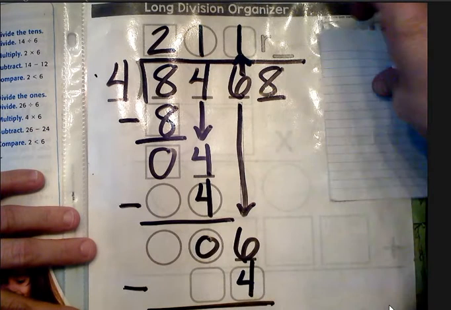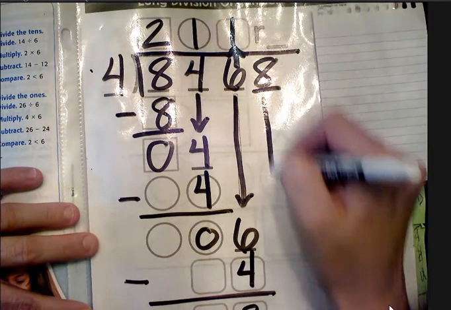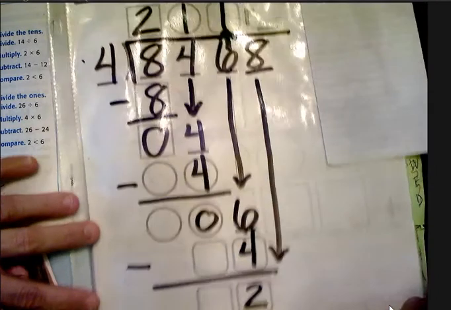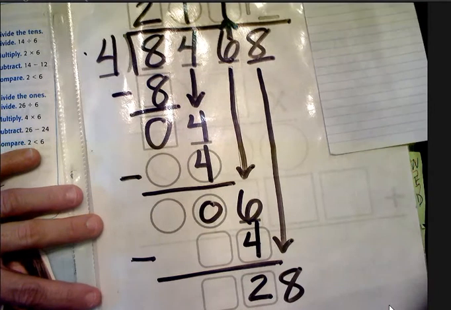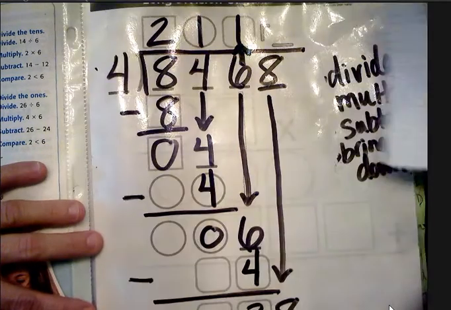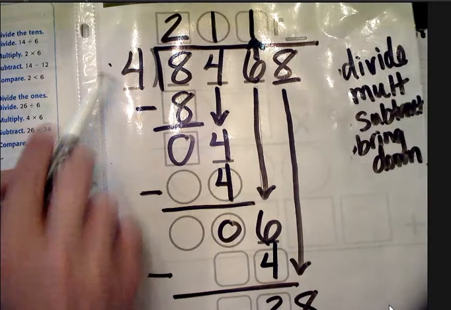Now we check if there's anything left to bring down, and there is. We've got an 8 here. So we bring it down, and we write it even with the last digit we just wrote, 28. Now I go back to the top and I do it all again. How many times does 4 go into 28?